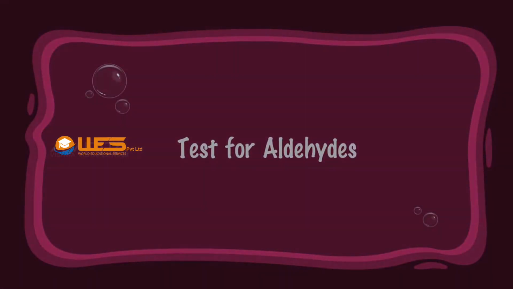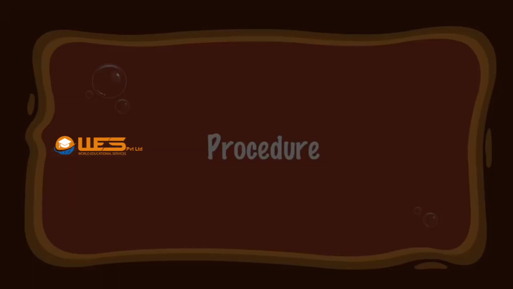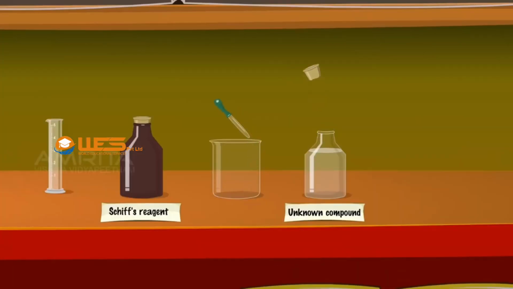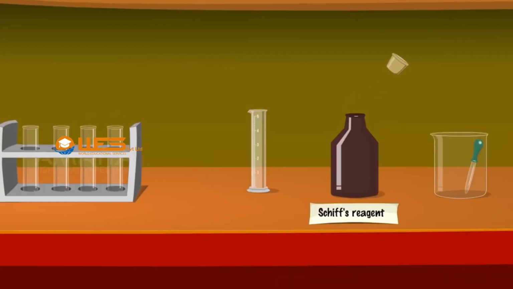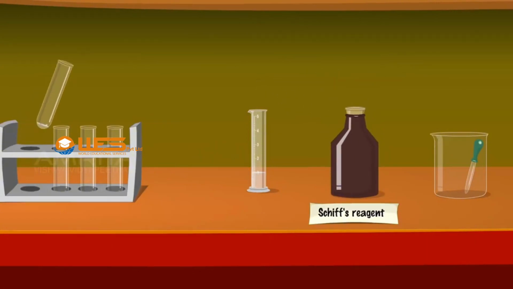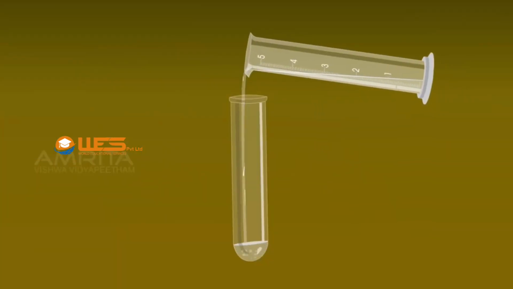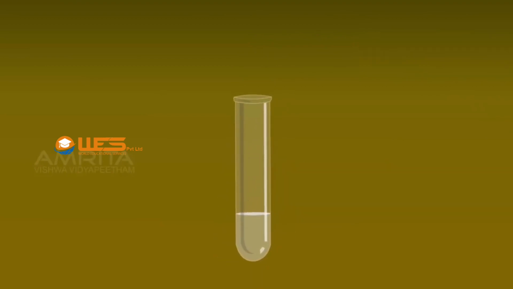Tests for aldehydes. Schiff's test. Procedure. Take a few drops of given unknown solution using a dropper. Pour the taken solution into a test tube. Take 1 ml of the Schiff's reagent in a measuring jar. Take the test tube containing organic compound. Pour Schiff's reagent into the compound and shake it. Appearance of pink color confirms the presence of aldehyde group.